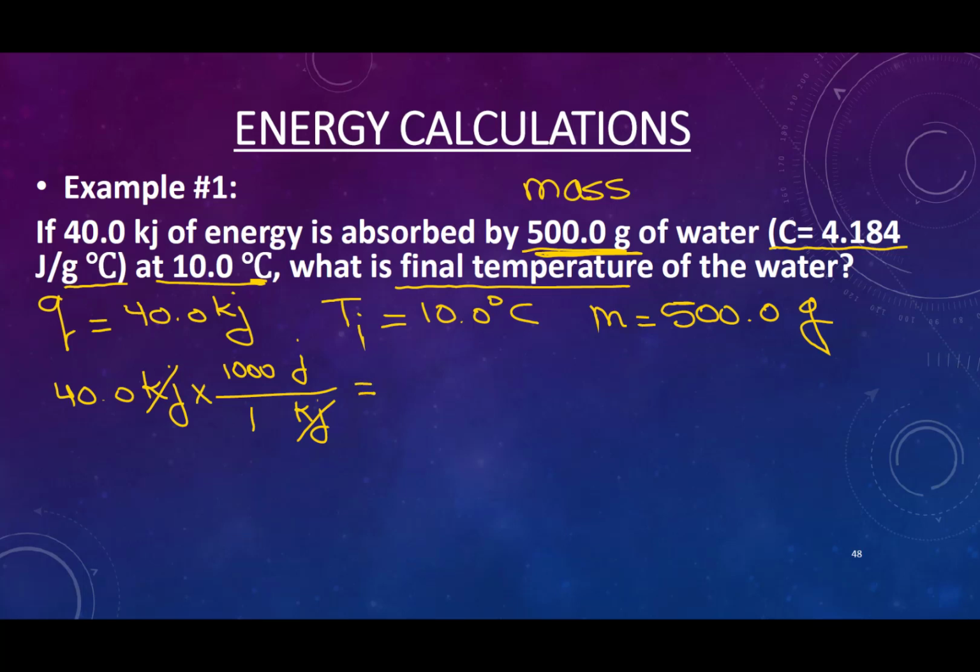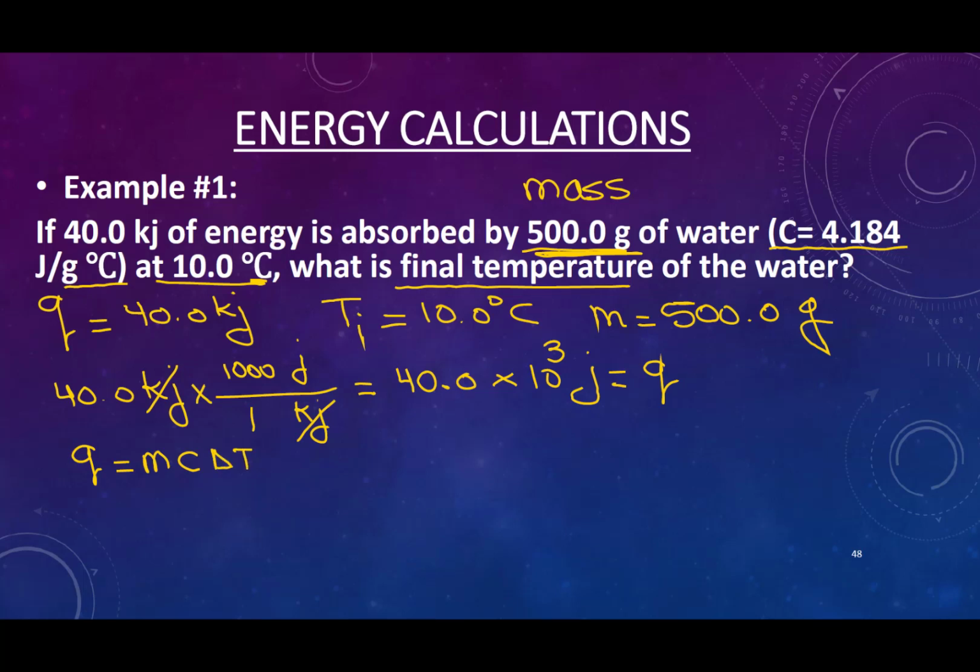Okay. And then you're going to end up with 40 times 10 to the power of 3 joules. Now that I converted my heat from kilojoule to joule, now we could use the equation, which is Q equal to mc delta T.